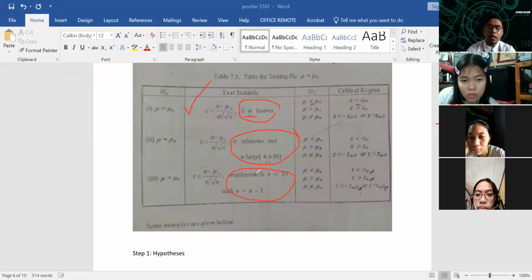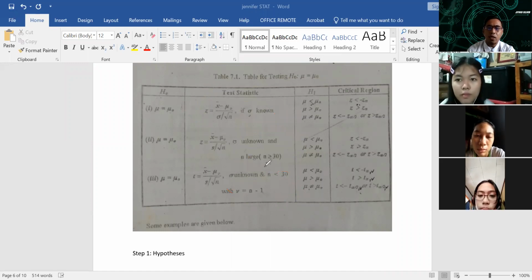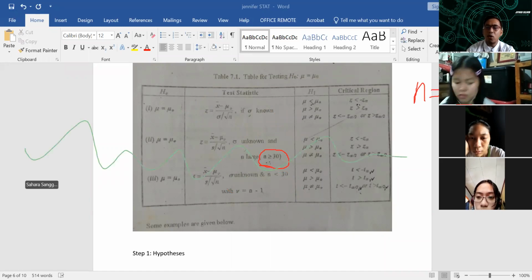When do you use case 2? You will use case 2 if your population standard deviation is unknown and your N is large. N is the sample size, how many samples were taken. How do you know it is large? If it is greater than or equal to 30. For example, your sample has 50 pieces.